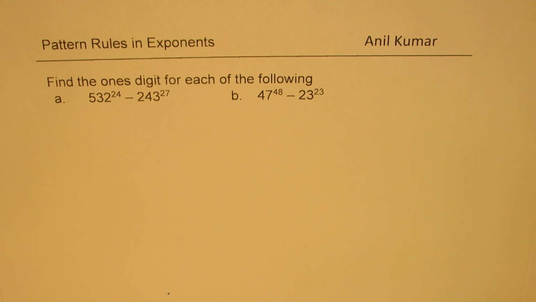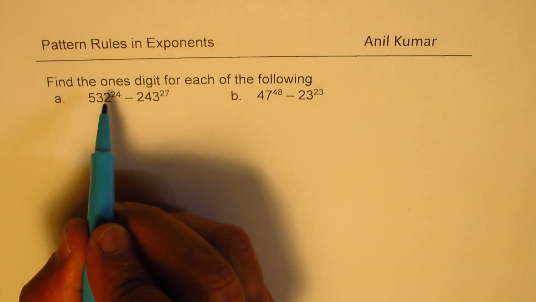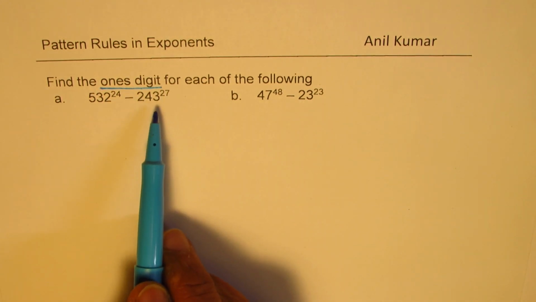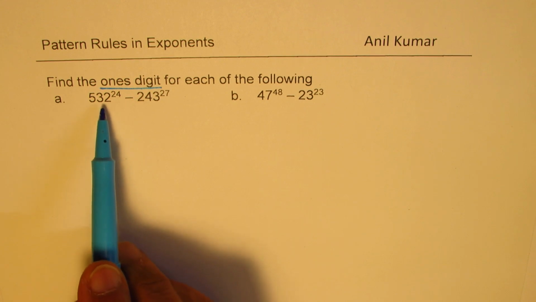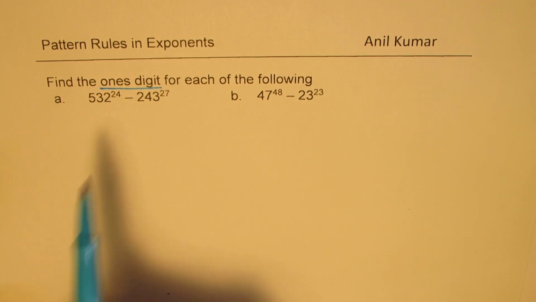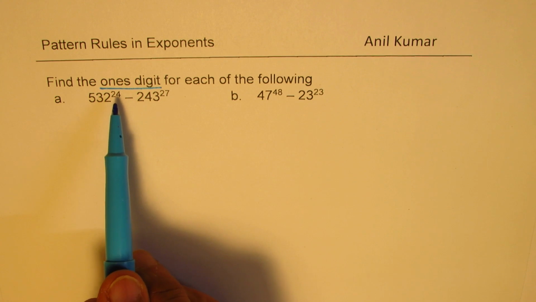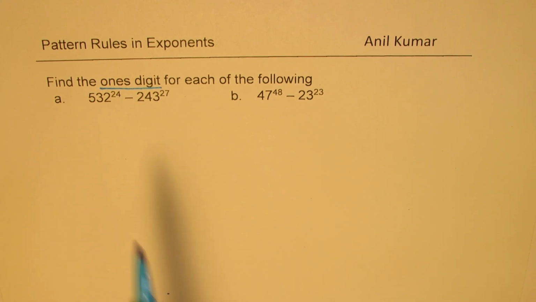Now, whenever you get a question where you're only looking into ones digit, in that case, you don't have to bother about the big number. Just see what happens to 2 to the power of 24. In fact, you have to only consider the ones place for 2 to the power of 24. That is what it is.